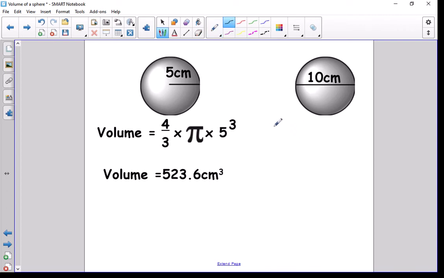So in this case, we've got the diameter, so we're going to have to divide that by 2. We know the radius is 5 centimeters. So we're doing exactly the same working out. 4/3 times pi times 5 cubed, same answer, 523.6 centimeters cubed. It's the same because it's the same sphere. They've just given you the information differently.